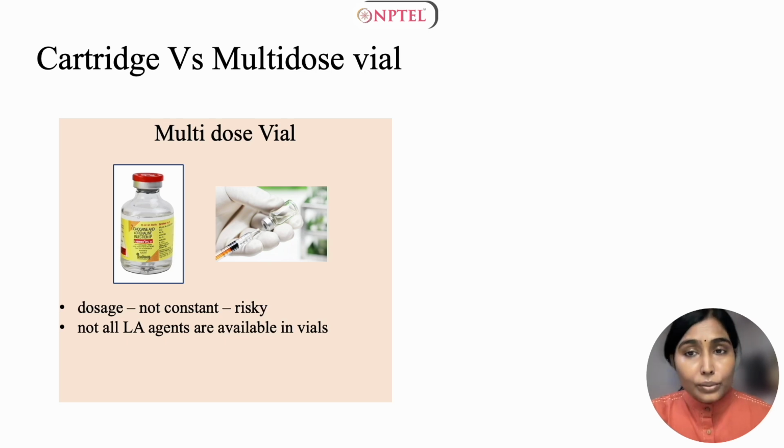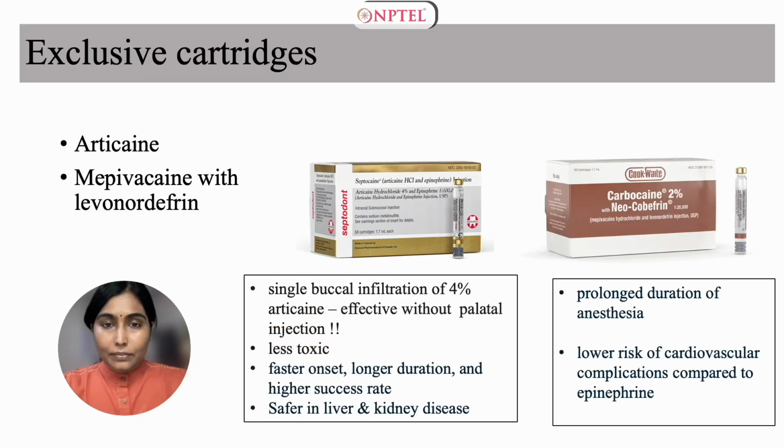Additionally, not all local anesthetic agents are available in vials, especially a few of the good formulations. For example, articaine and mepivacaine with levonordefrin. Now, why are they special? Let me explain. A single buccal infiltration of 4% articaine can ensure effective anesthesia without any palatal injection. It is less toxic, has faster onset, longer duration of action, and higher success rate. Also, it is safe in patients with liver and kidney disease. With so many advantages, why would we avoid this? I don't think we're justified in doing so.